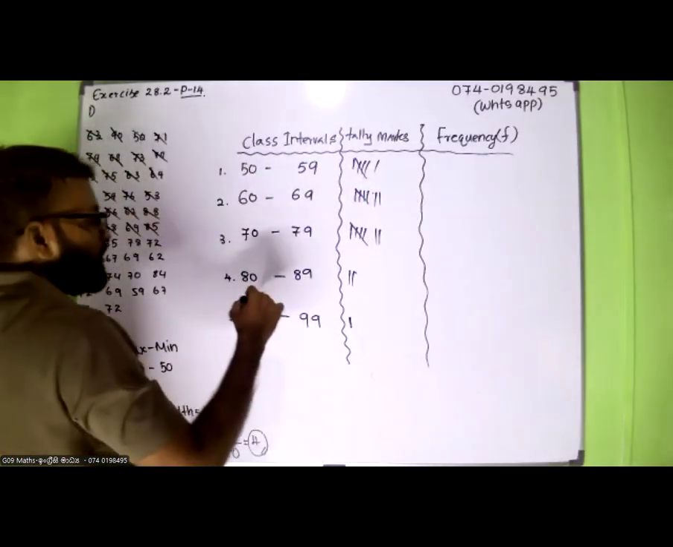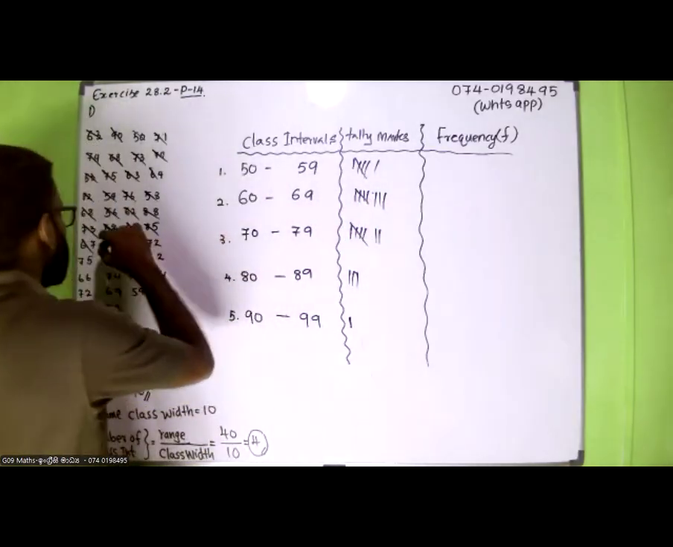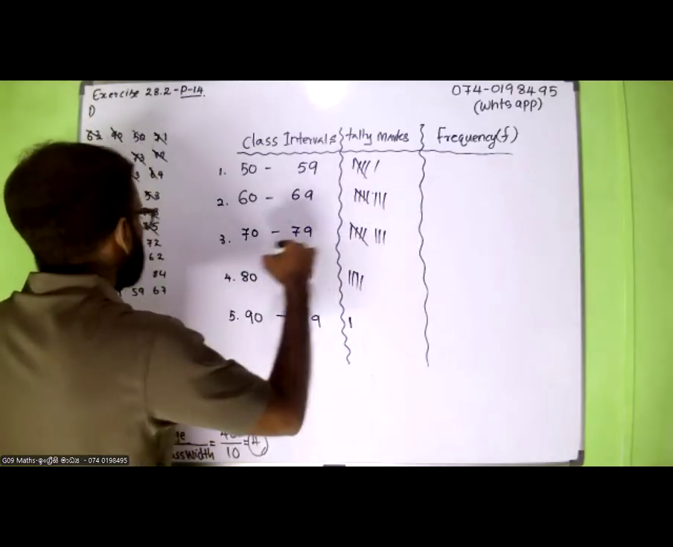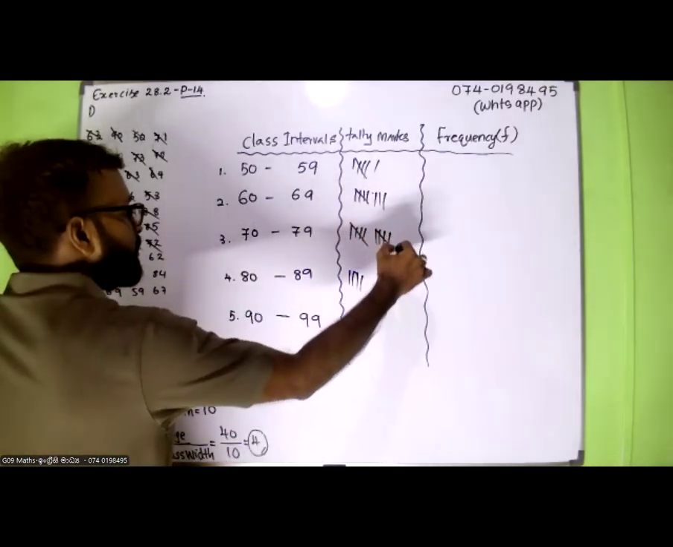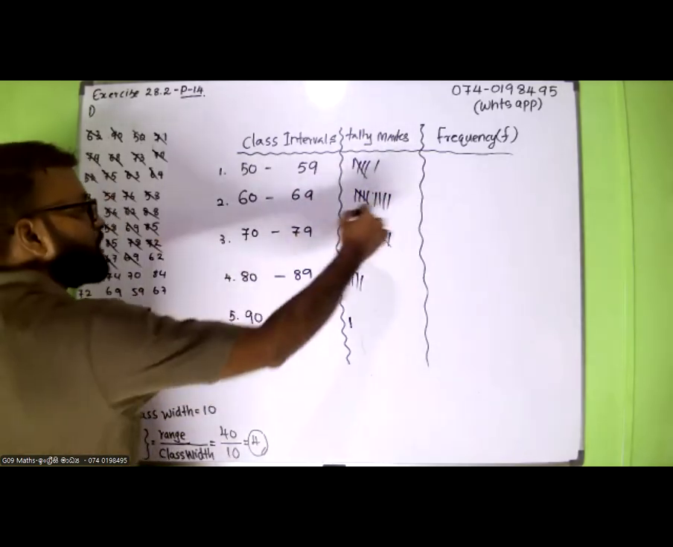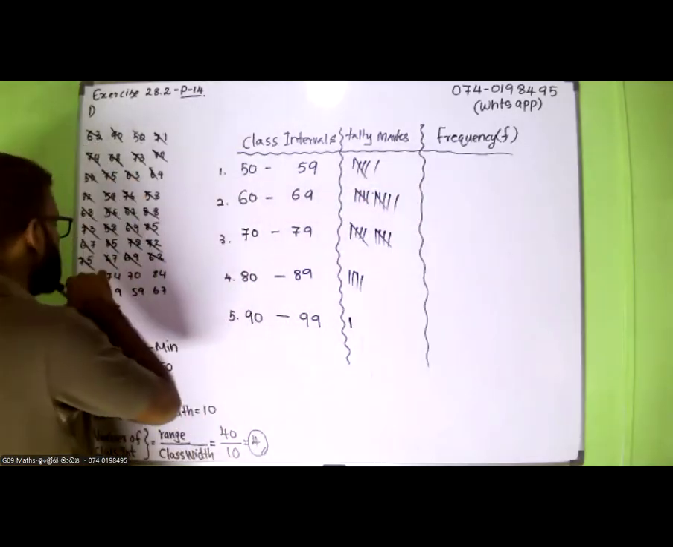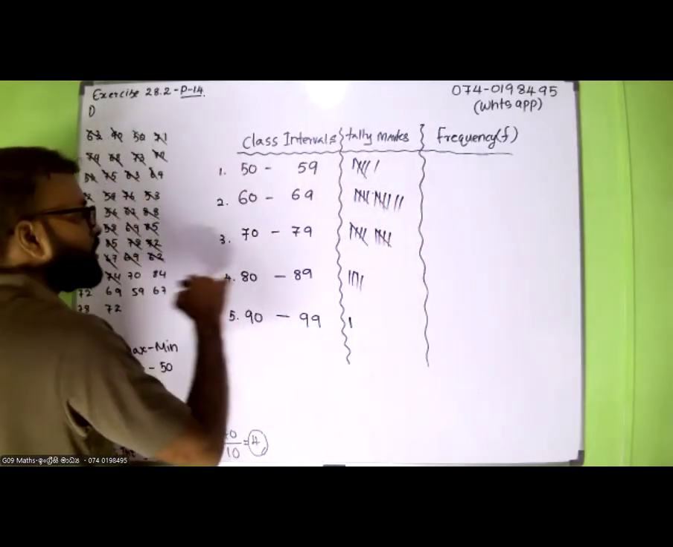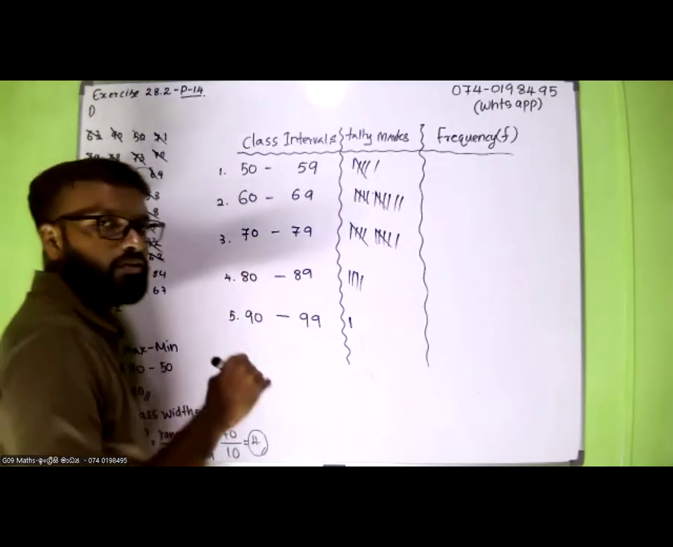85 here. 67 here. 85 again here. 78 here. 72 here. 75 here. 67 here. 69 again here. 62 here. 66 here. 74 here. 70.